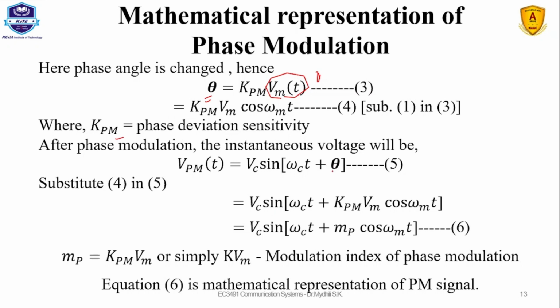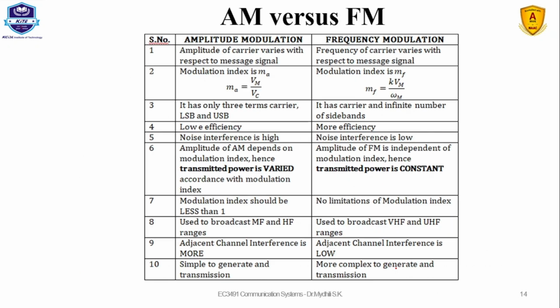So here, instead of this theta, substitute the equation we have obtained for theta in equation 5. So it becomes sin of omega Ct plus the phase deviation sensitivity involved equation. That is now replaced by the phase modulation index, that is Kpm into Vm, represented simply as Mp. As we have represented Mf in the previous case, this is represented as Mp for the phase modulation case. So equation 6 gives the phase modulation representation in mathematical format.